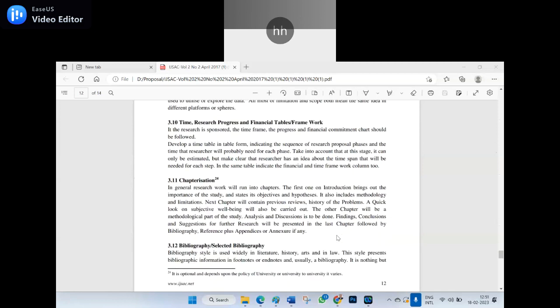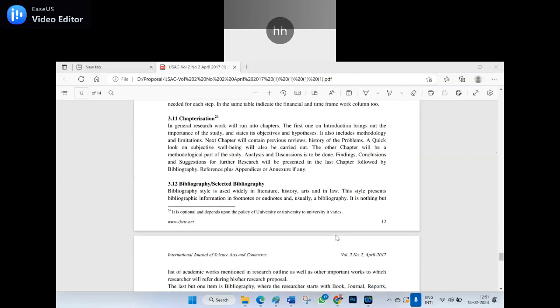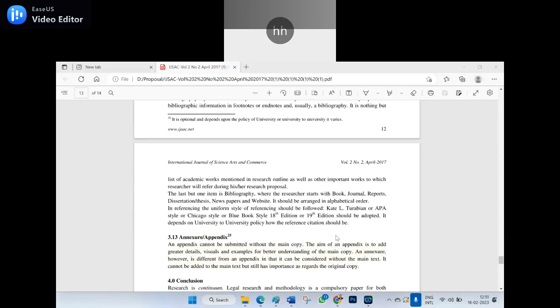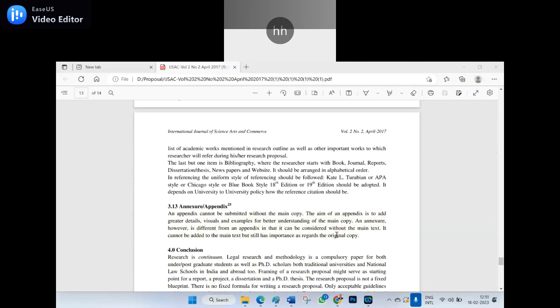Here you are doing your own work, and hence there is no necessity of a time and research progress table, financial tables, or framework. But chapterization is a must. And the targeted group, the people you are going to interview: the size of the group, the age of the group, the qualification of the targeted group should be very clearly mentioned in your work. So these are the things that I told you to write in your research proposal.